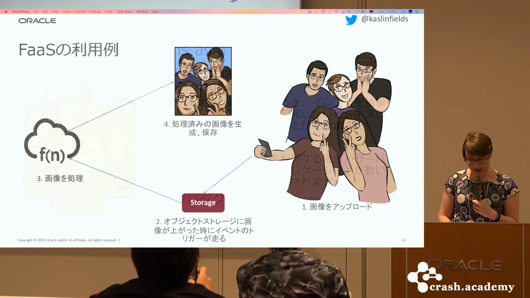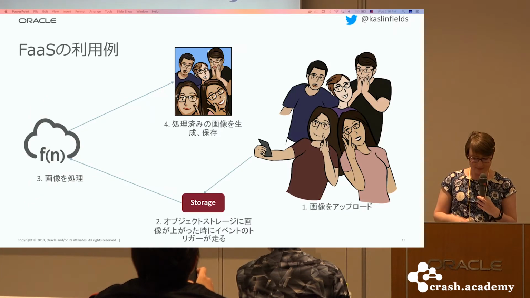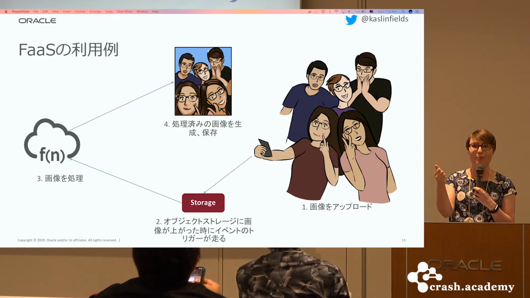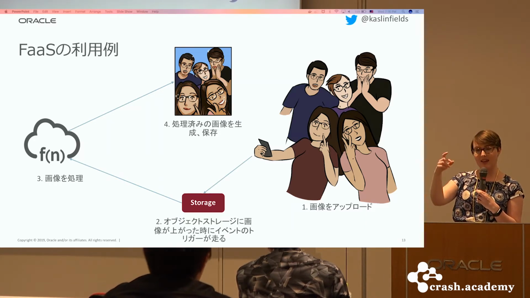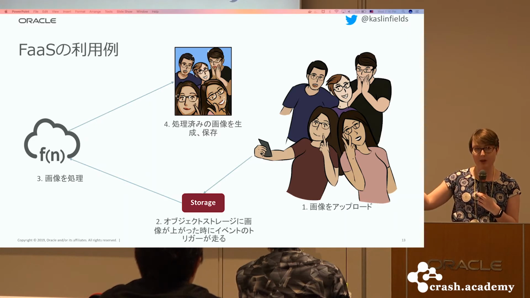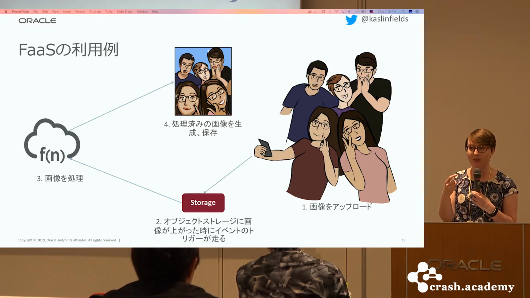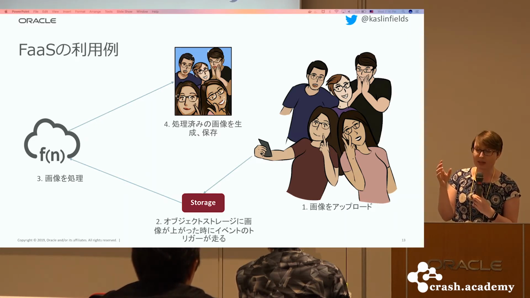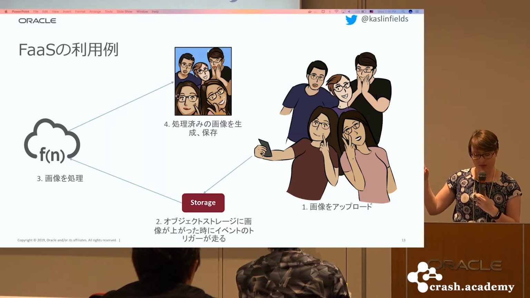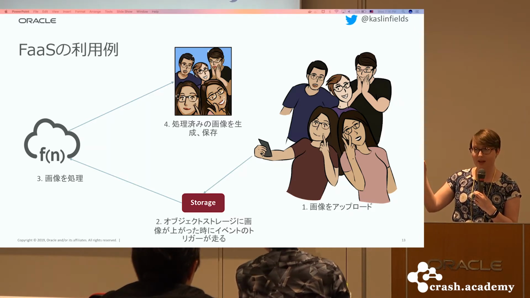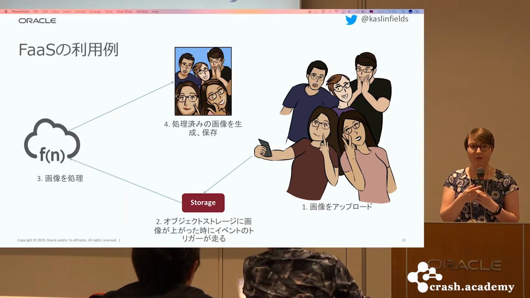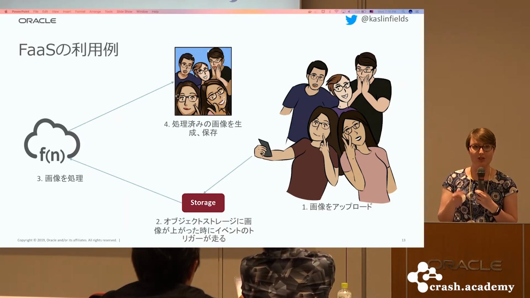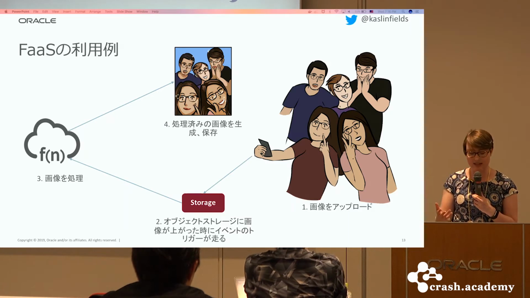So let's take a look at what that looks like. So imagine you're with a group of your friends and you have a photo booth app on your phone. And you take a selfie with your friends and that image gets uploaded to storage in the cloud. You can set a trigger to say when an image is uploaded to this storage, run this function on that image. And that function will do some processing.